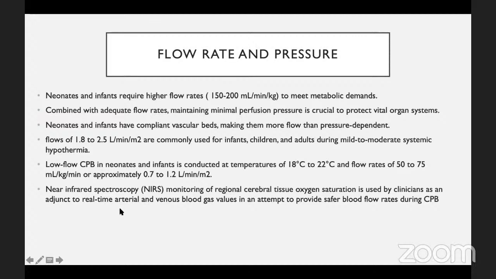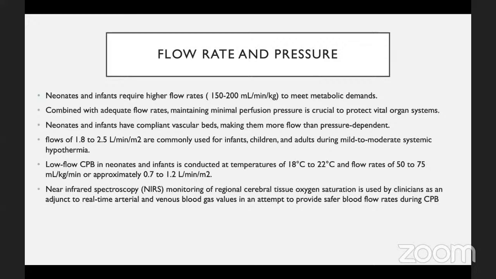Flow rate and pressure: neonates and infants require a higher flow rate, up to 150 to 200 ml per minute per kg, to meet metabolic demands. Combined with an adequate flow rate, maintaining the minimal perfusion pressure is crucial to protect vital organ systems. Neonates and infants have compliant vascular beds, making them more flow dependent than pressure dependent. Usually a pediatric flow of 1.8 to 2.5 liters per minute per square meter is commonly used for infants, children and adults during mild to moderate systemic hypothermia.